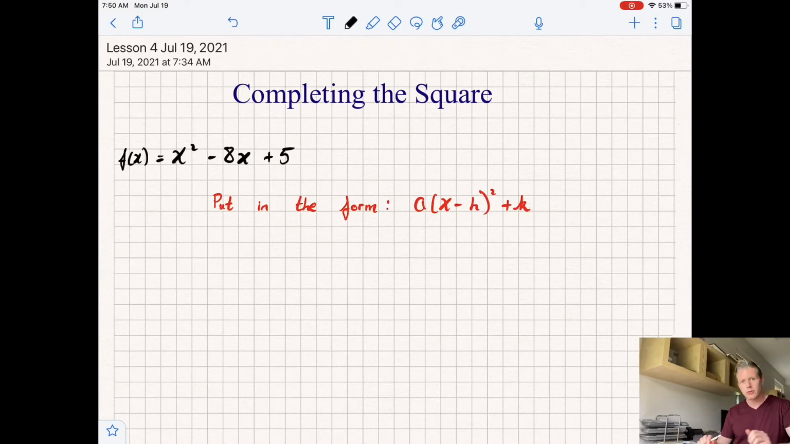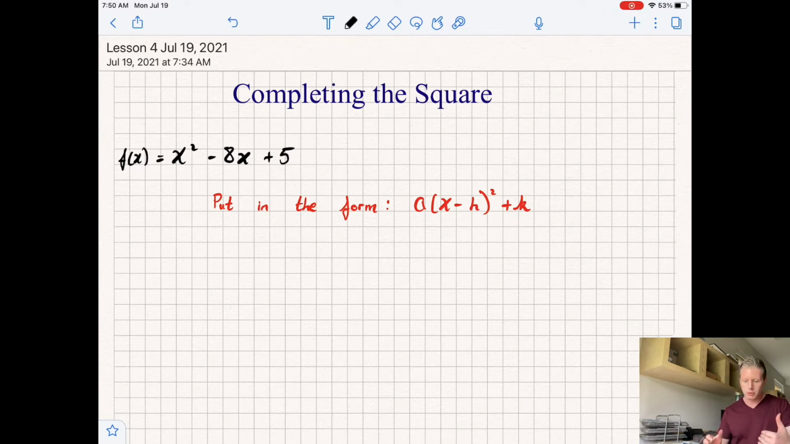Hey guys, so in this video I'm going to show us a technique for rewriting a quadratic function in a way that can give us some more information about that quadratic function and in fact help us solve the quadratic function. I'm not going to show us how to solve the quadratic function using this technique today, but I'm going to just show us how we go about rewriting the quadratic function. So the technique is called completing the square.